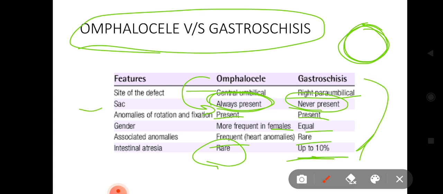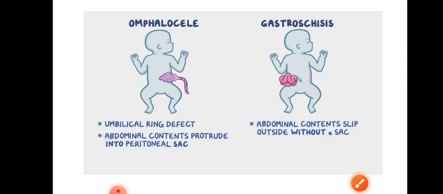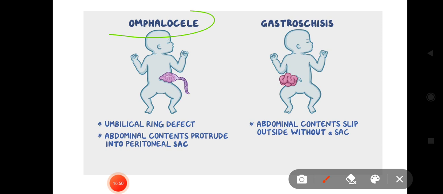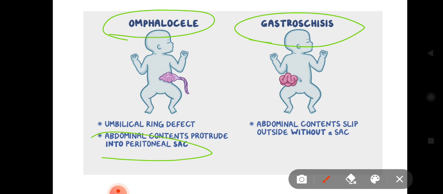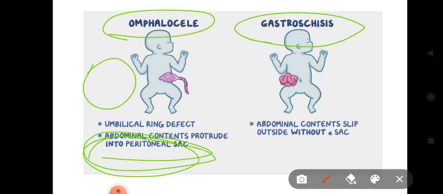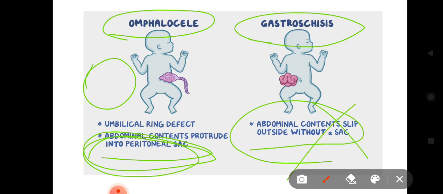So the important part is about the sac, and you can remember that O is a sac-like structure, so sac is always present in omphalocele. Now, an image-based question can be asked: omphalocele and gastroschisis. So there is an umbilical ring defect and abdominal content protrudes into a peritoneal sac. So peritoneal sac is seen in omphalocele, while in gastroschisis abdominal content slips outside without any sac. So sac is not present.